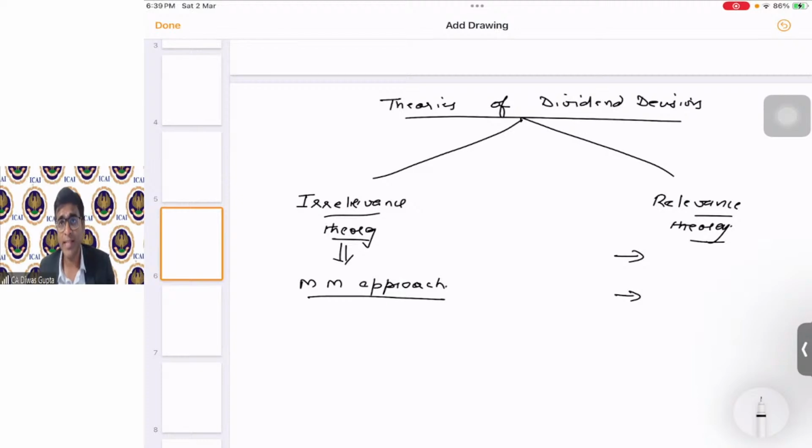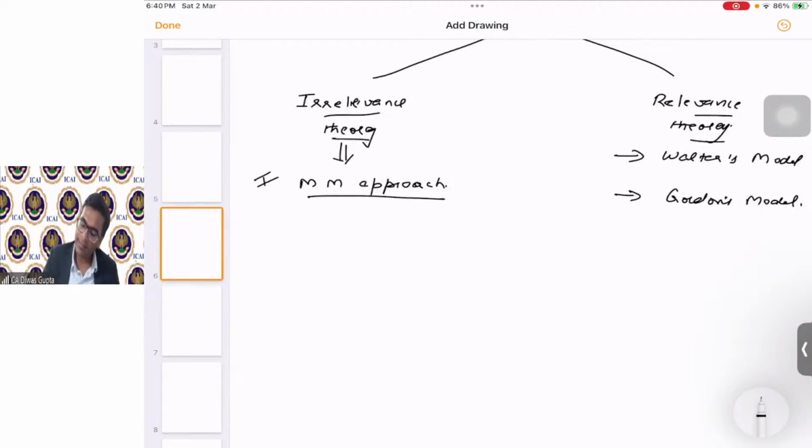Under relevance theory, it says that if you pay dividend, it will have an impact on the share price. It will have an impact on the shareholder's pocket. It will have an impact on the value of the company. So there are two models that we will study here, Walter's model and Gordon's model. Okay. So we will first discuss this, then Walter's model, then Gordon's model. And that will help us in understanding what factors we need to consider while determining whether dividend is to be paid or not under dividend decisions. Okay.